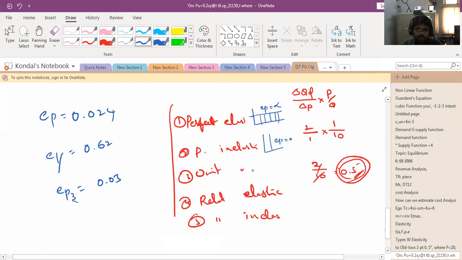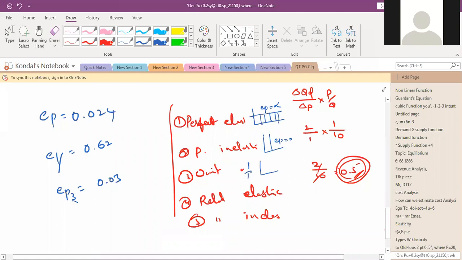Whereas for unitary elastic, the percentage change in quantity demanded is equal to the percentage change in price. The degree of responsiveness is equal. That is called unit elastic, nothing but 1 by 1: if the percentage change in price is 1%, it leads to a change of 1% in quantity, so 1 by 1 is equal to 1, right?